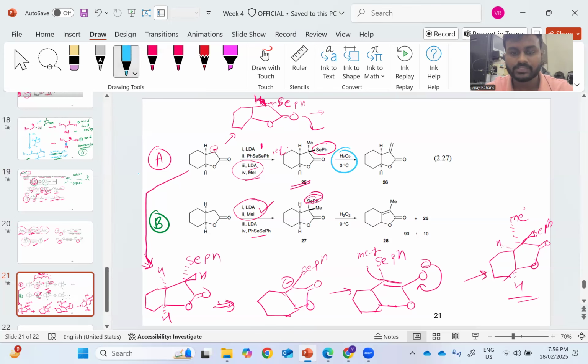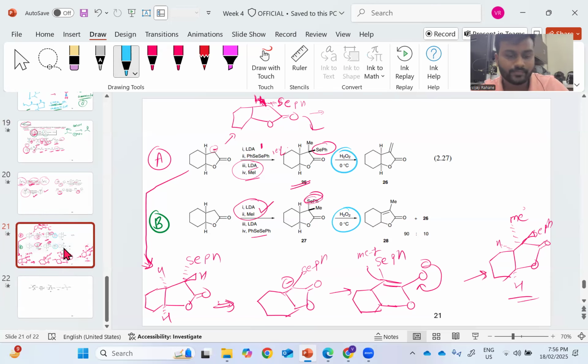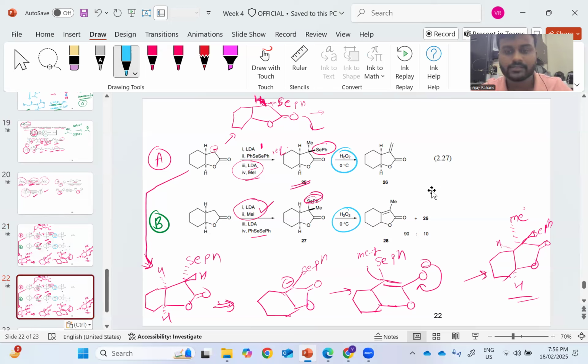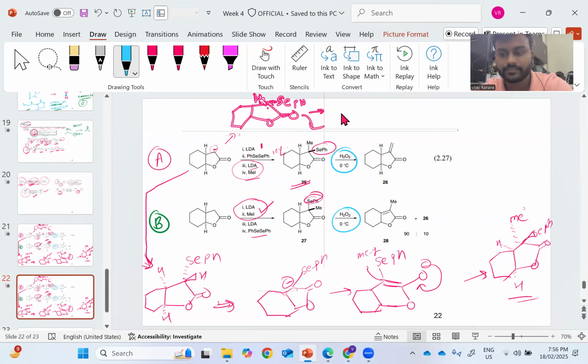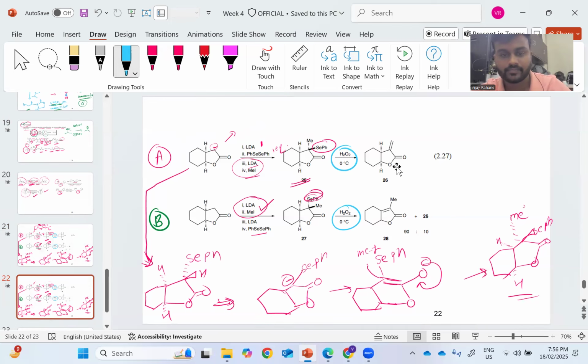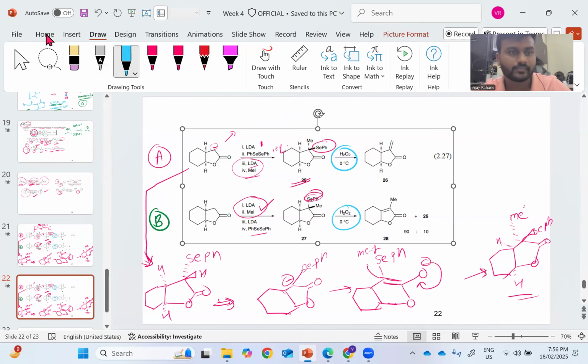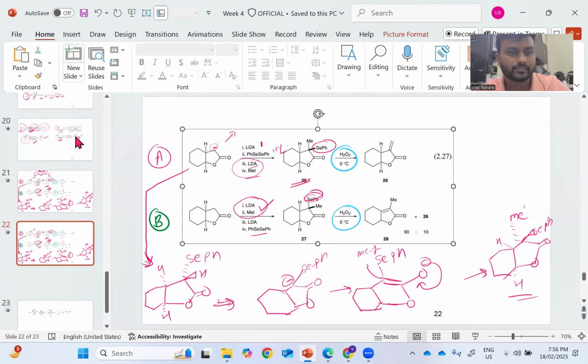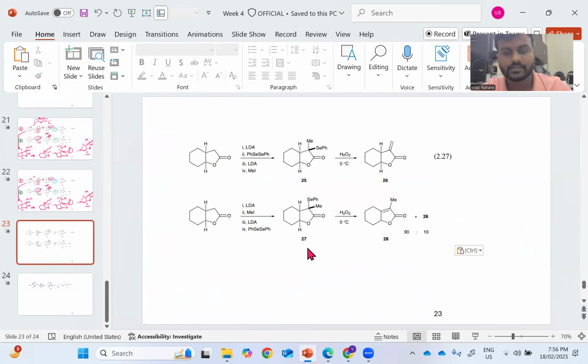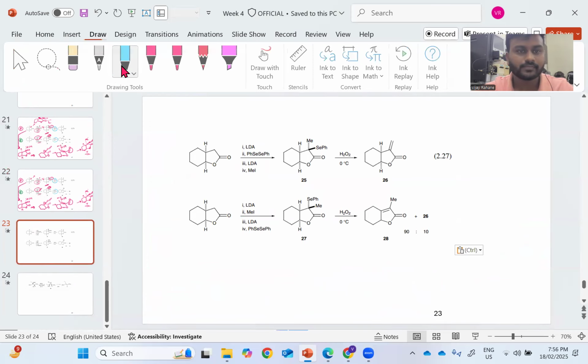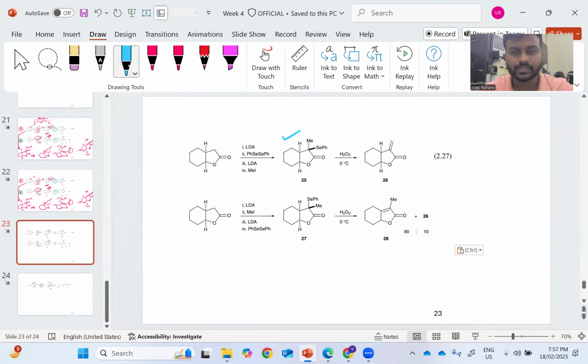Now, if you perform the same reaction conditions on these two different types of intermediate, I will just take this slide. If you want to perform this entire reaction on this. Right. Now we have already seen up to here it is okay, right?